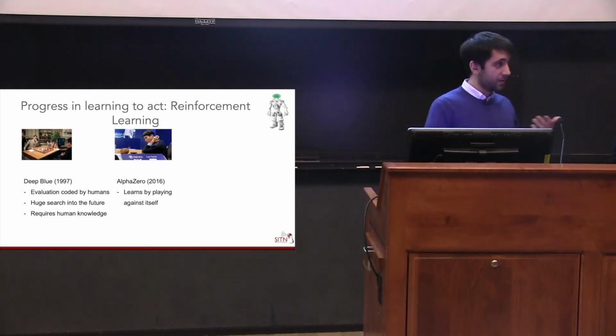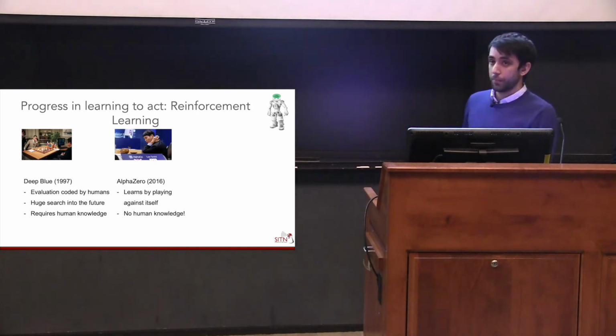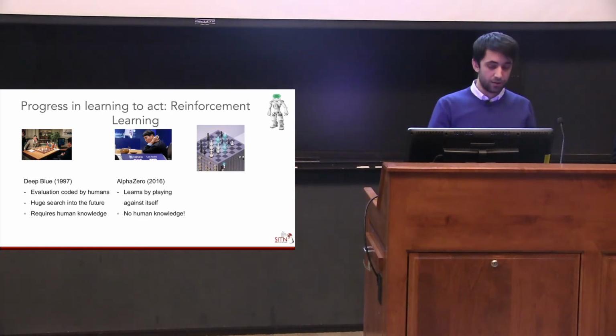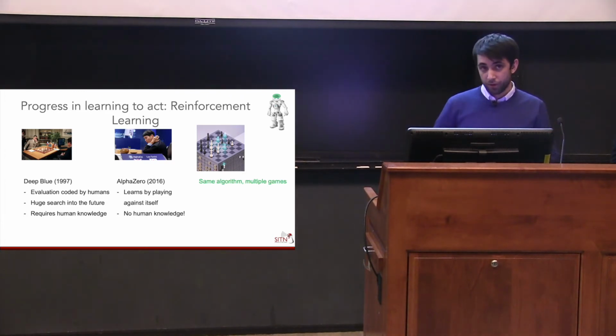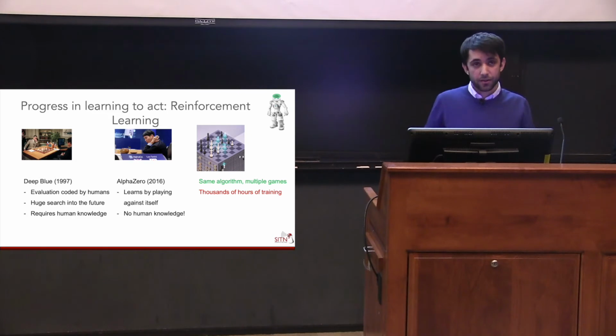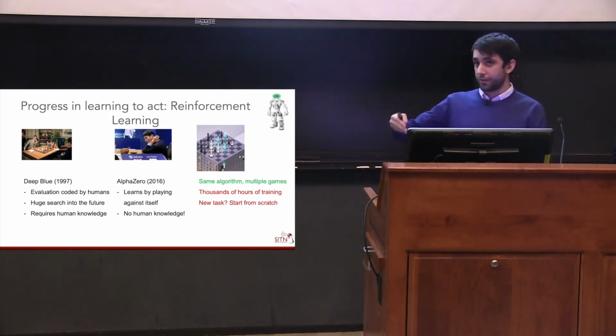Not only that, since we don't need human knowledge, almost the same code can now learn chess or learn shogi. Now, the same algorithm can solve multiple games, and again, just board games in this case, but it requires thousands of hours of training, or even more than that. And if we get a new task, such as a new board game, for example, we have to start from scratch. There is no transfer that happens between tasks.